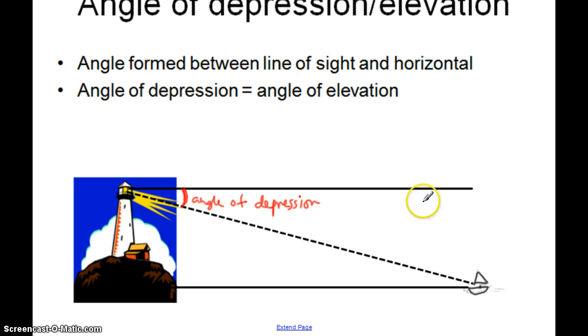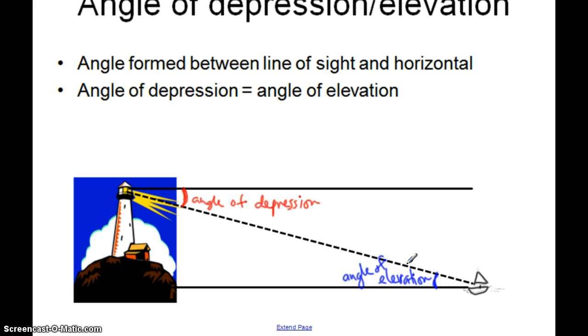An angle of elevation would be if I were on this boat and I were looking up at the lighthouse. So straight ahead would be this horizontal line down here at the bottom. So this angle here, where I look up at the lighthouse, this would be the angle of elevation.